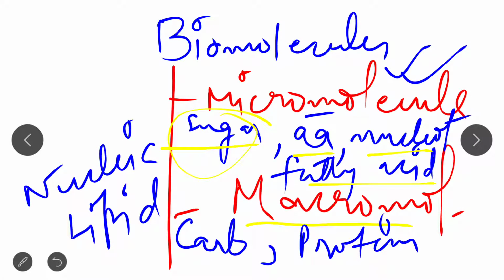So these are some basic concepts of biomolecules, and I believe that you got a clear idea about all these basic concepts of biomolecules.